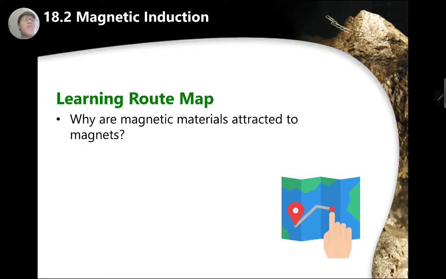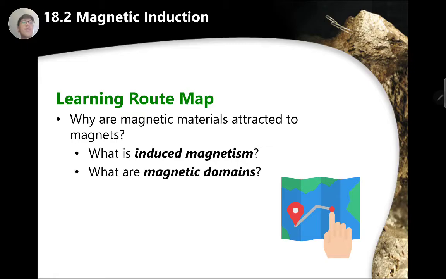But the question that I want to pose for you to think about now is, why are magnetic materials attracted to magnets? What happens? To answer this question, we'll answer two questions: what is induced magnetism, and what are magnetic domains? So let's jump into the first one.